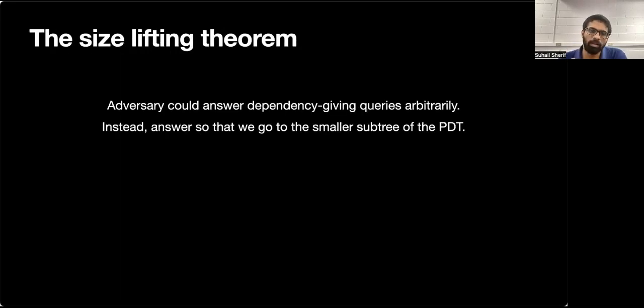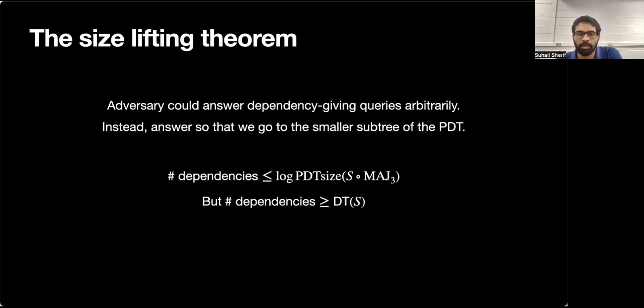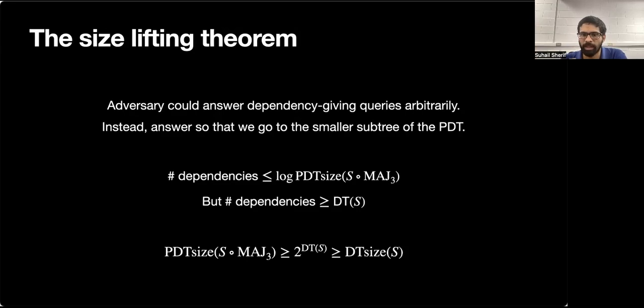And that is, earlier we said that the adversary can just answer arbitrarily whenever a dependency giving query was made. Now we're going to change that and say that the adversary answers in such a way that we go to the smaller subtree of the PDT. So now we're guaranteed that the number of dependencies that come up is at most log of the PDT size. But on the other hand, we know that the number of dependencies has to be at least the decision tree complexity of S. Putting both of these together, we get that the PDT size has to be at least 2 to the power decision tree complexity of S.